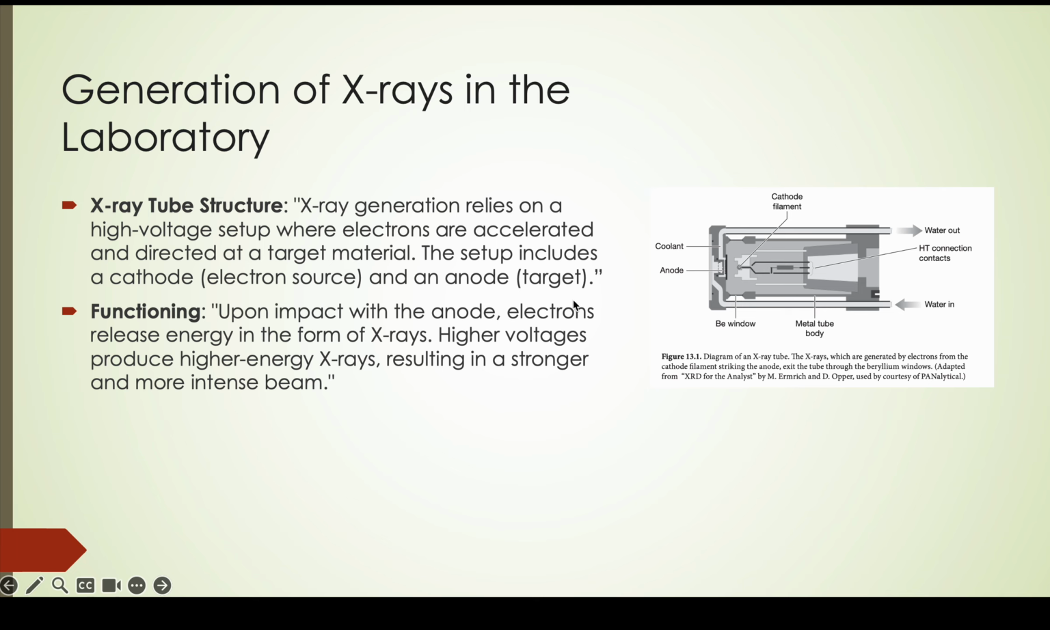What happens when we bombard electrons from the cathode onto the anode, the target material, is that on impact it causes electrons to get knocked out, which then releases energy in the form of X-rays. The higher the voltage you apply, the higher the energy of X-rays you will get. So this is the basic principle of generation of X-rays in the laboratory. Let us move ahead.